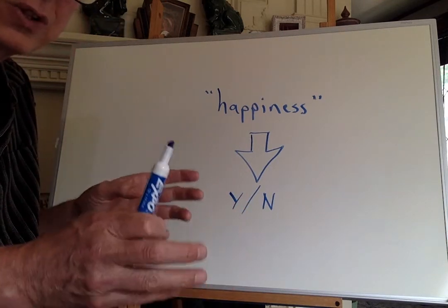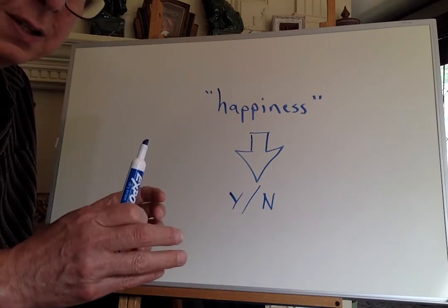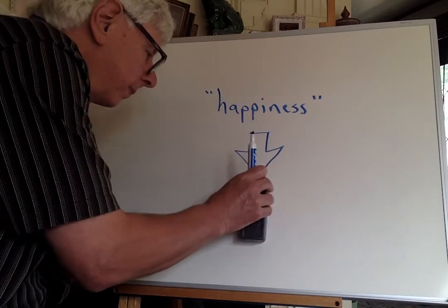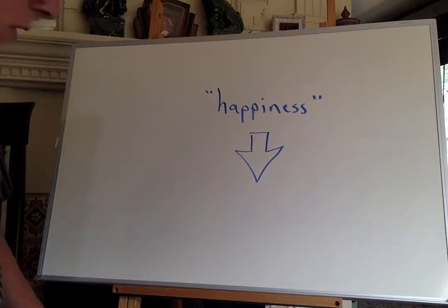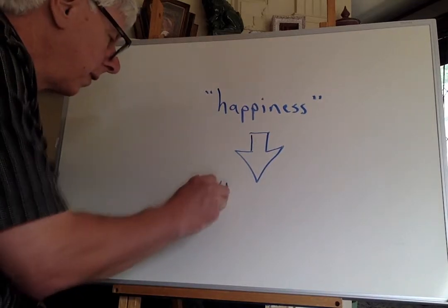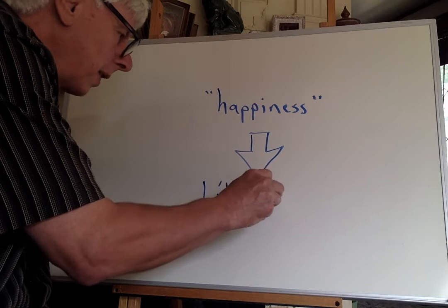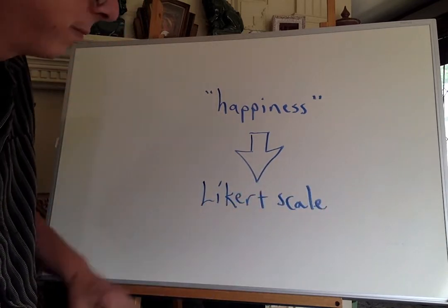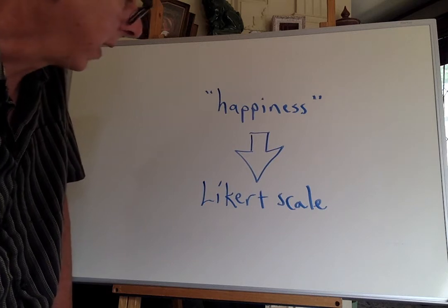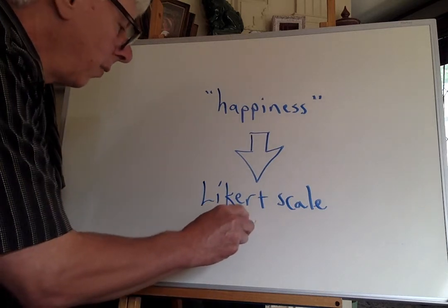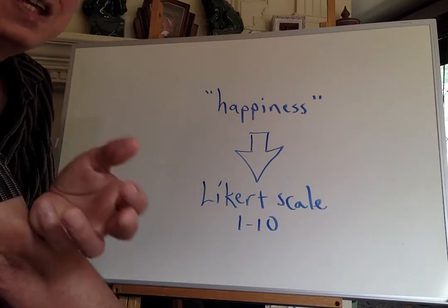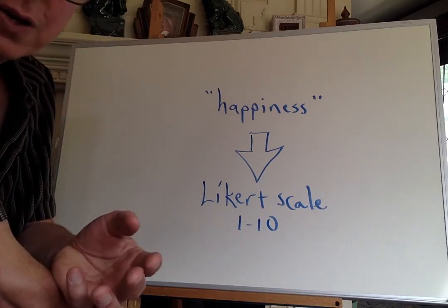Okay? So I'm still going to ask people if they are generally happy or not. But instead of just a yes or no response, here's what I'm going to do. I'm going to use what's called a Likert scale. A Likert scale. It's capital L, by the way. And I'm going to say, on a scale from 1 to 10, I want you to indicate, in general, how happy are you?